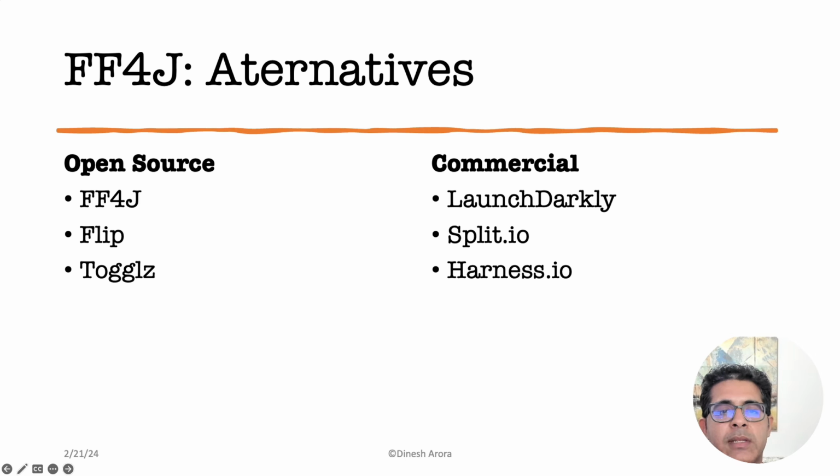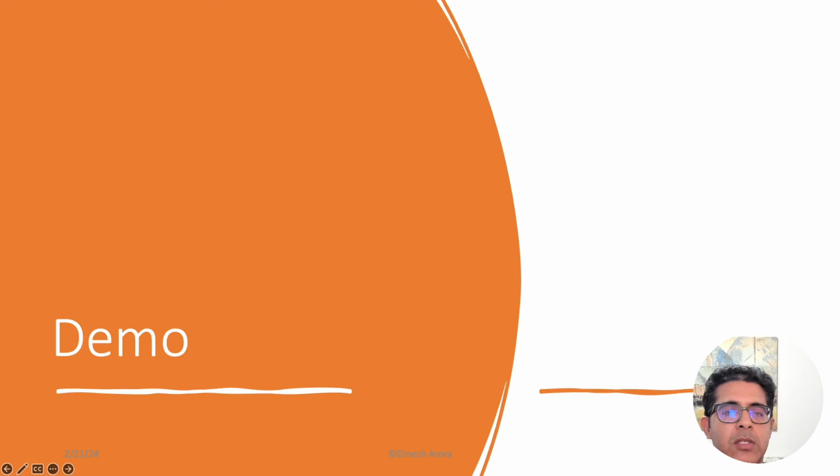On the right side, you can see some of the commercial ones: Launch.ly, Split.io, and Harness. Harness.io is what I've been working on for the last one and a half years in the company, and I've also used Launch.ly and Split.io. I tested those. So they're all excellent tools. So I've talked a lot. Let's look at the demo now, how it works.